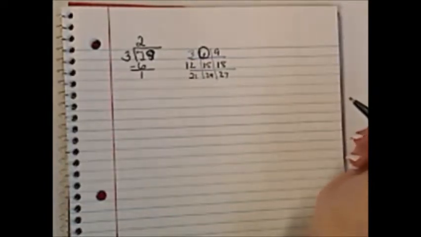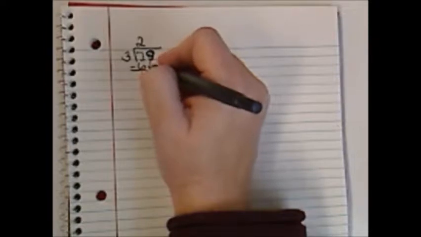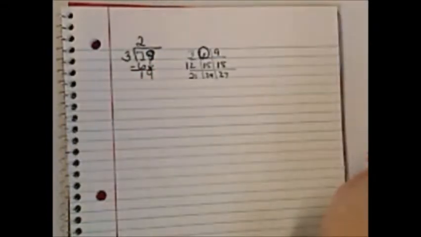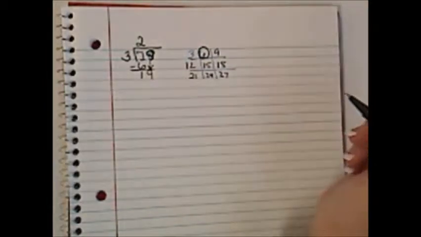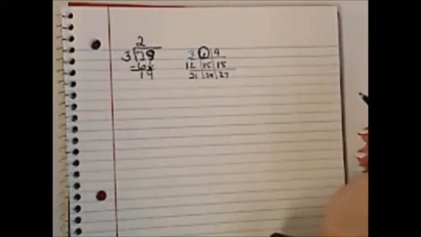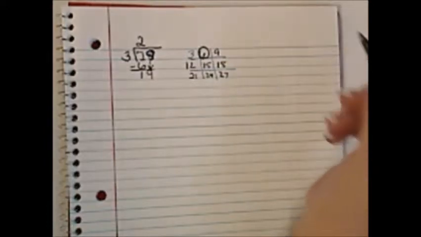Now, what do I do? Bring down my 9. That's my next step. Bring down my 9. Now, if I bring down, then that means I have to do what, Jasmine? I have to repeat. So that means I go back up to my divide. And what 2 numbers am I going to divide, Vanessa?